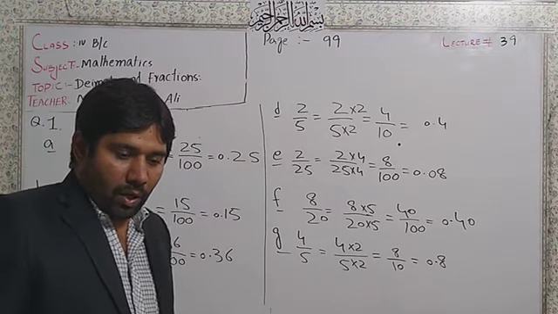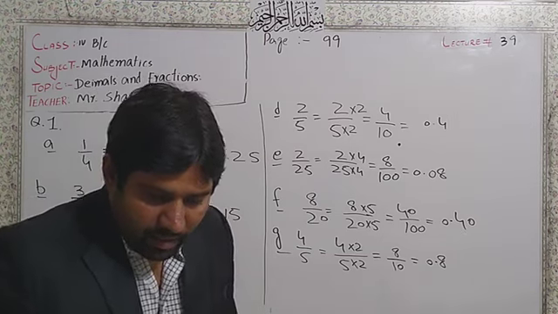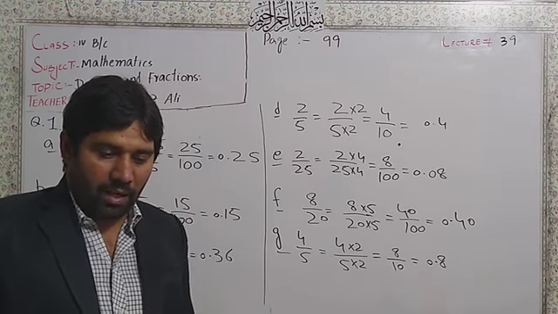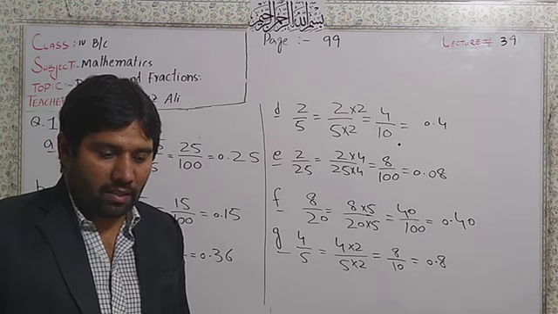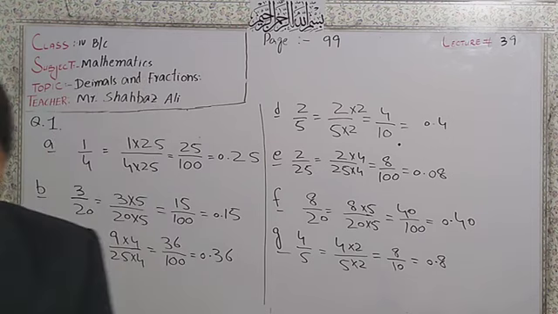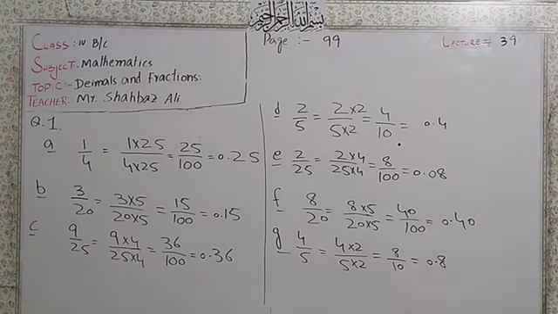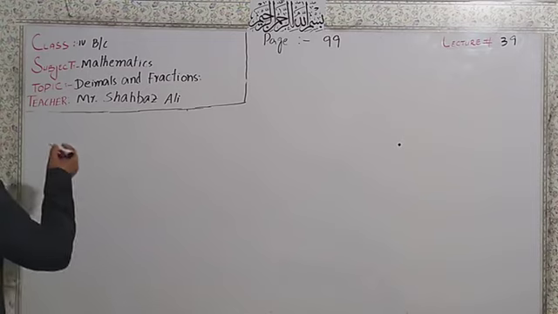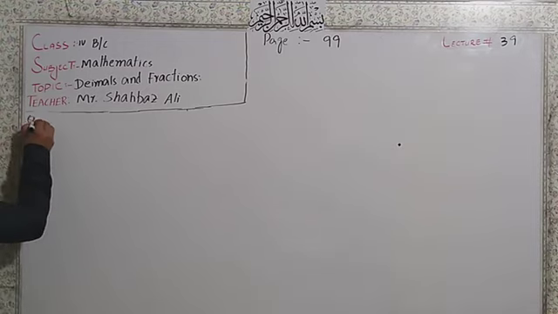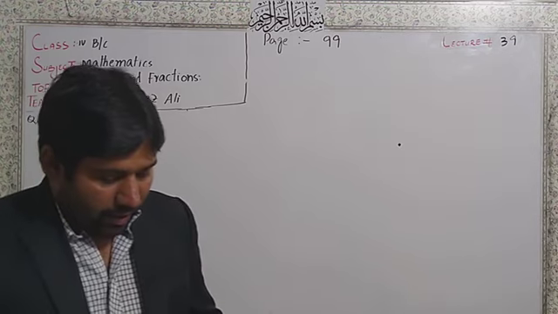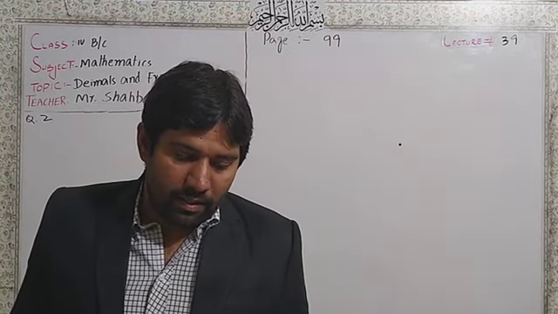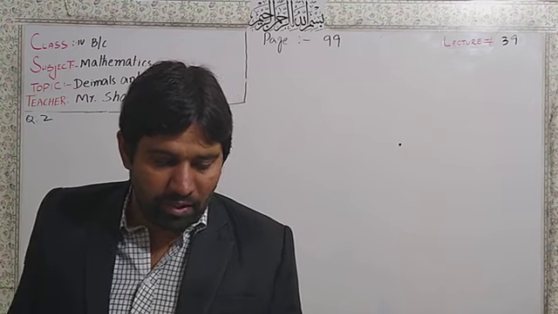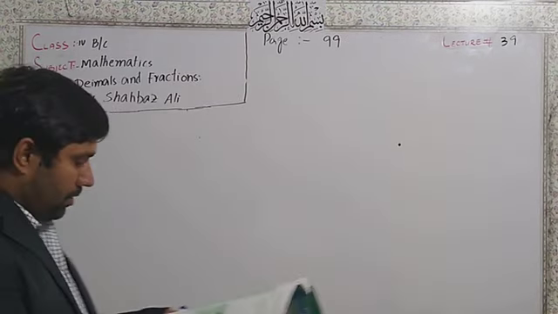Okay. Now come to question number 2 on page 99. Here the question is, write these as fraction or mixed number in their lowest terms.